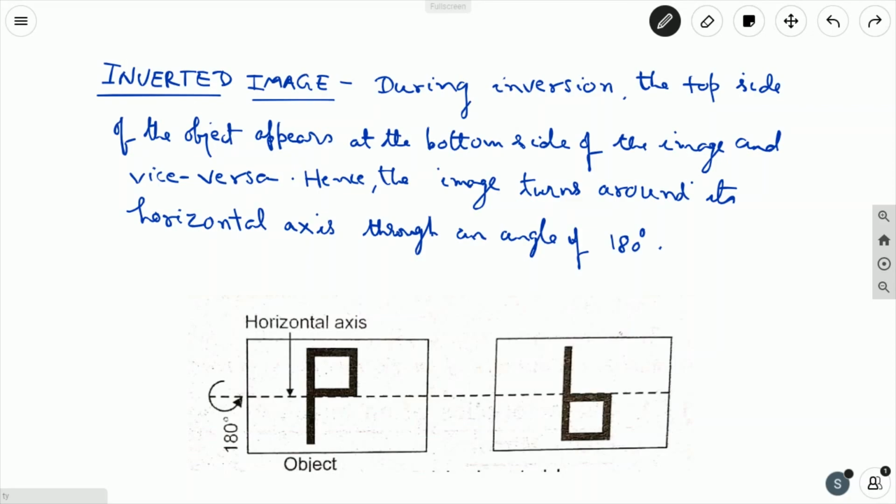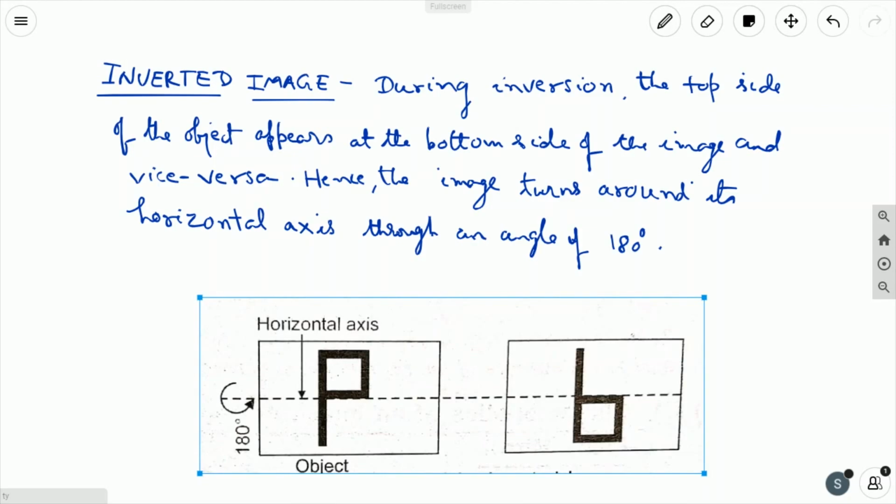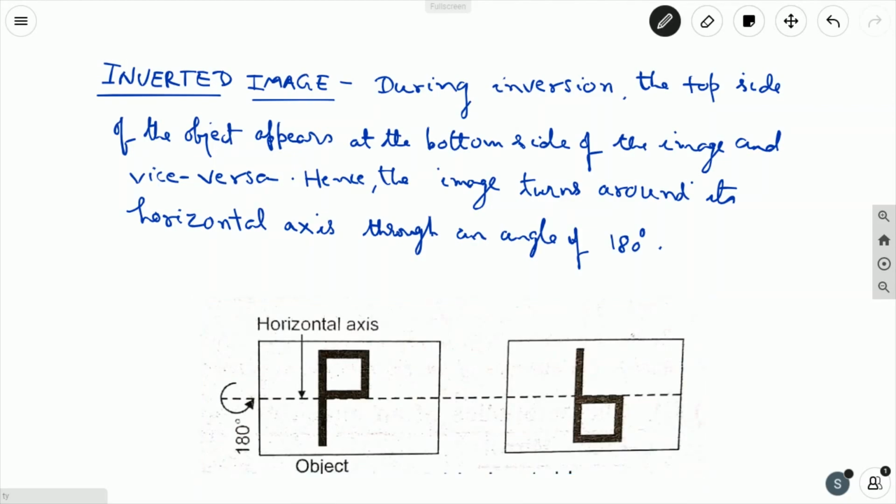So in simple language, you can say that the top side of the object will come at the bottom and the bottom will come at the top in the inverted image. Okay, the top side is coming where? The top side is coming at the bottom and the bottom side is coming at the top. This is the top side, this is the bottom side, and here this is the top side and this is the bottom side.